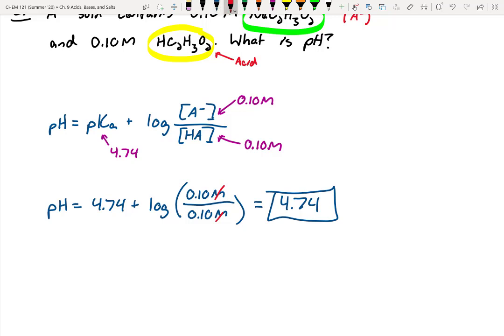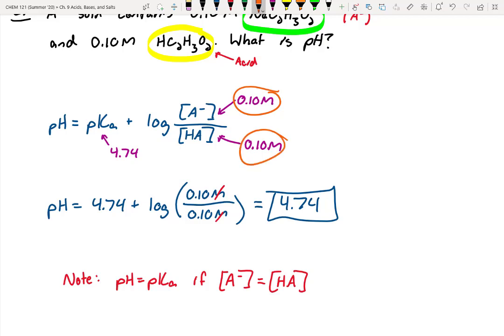I did want to put in one important note that makes life a lot easier, and that is that pH is always going to be the same as the listed pKa value if the concentration of your conjugate base is the same as the concentration of your acid. So sometimes you don't even need to do this math, assuming that these two numbers are the same. All you really need to do is look up the pKa.